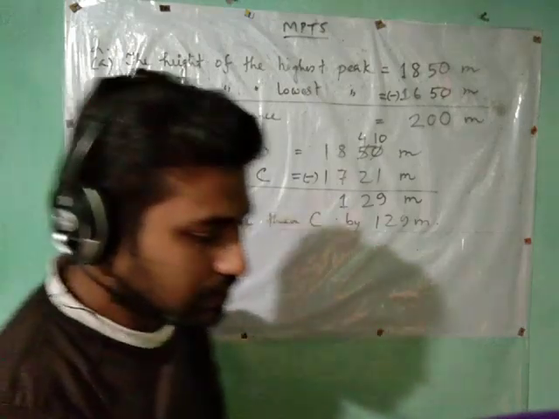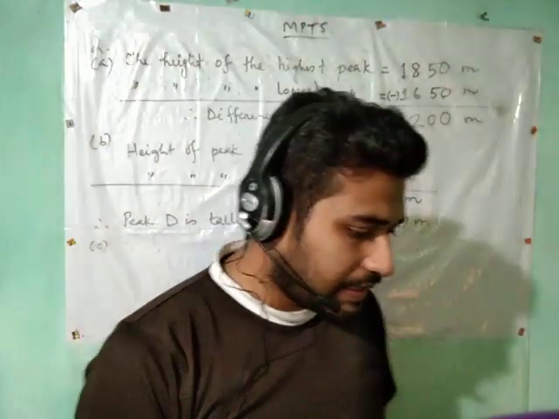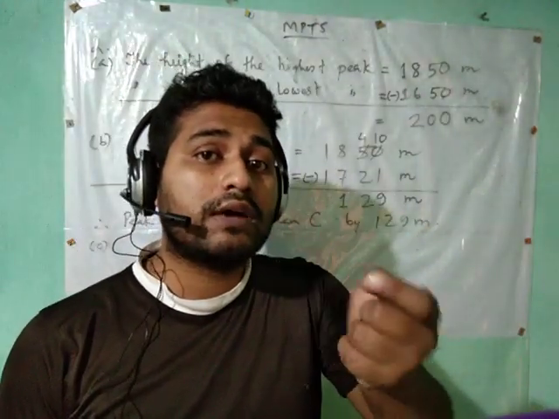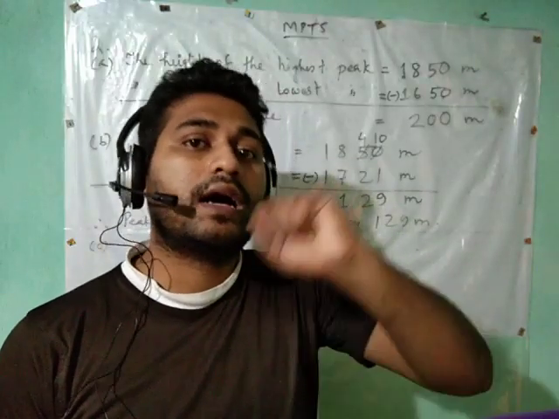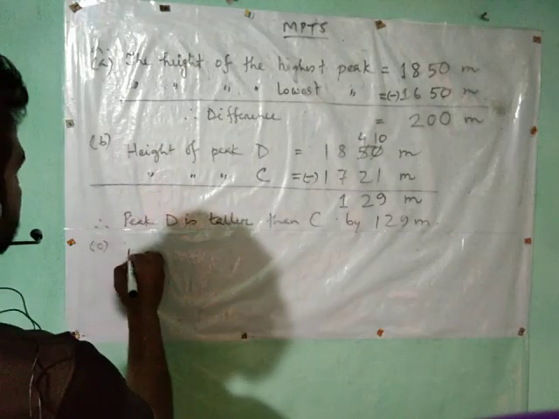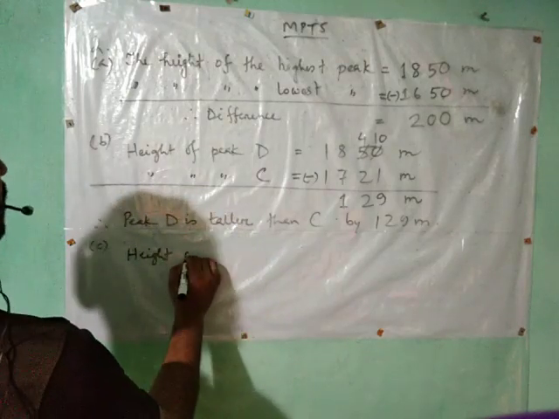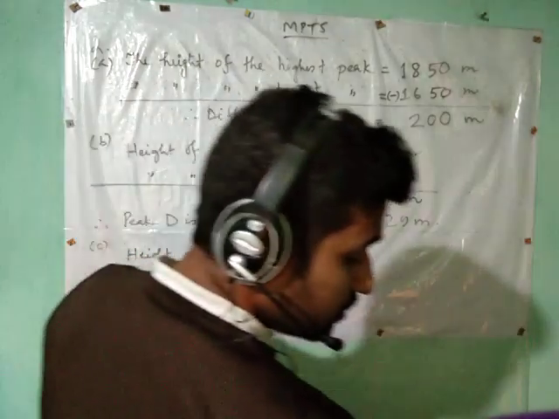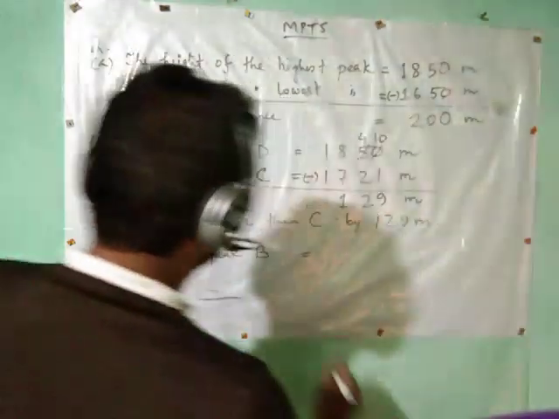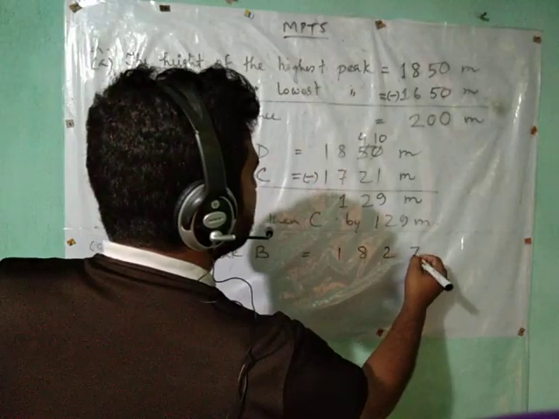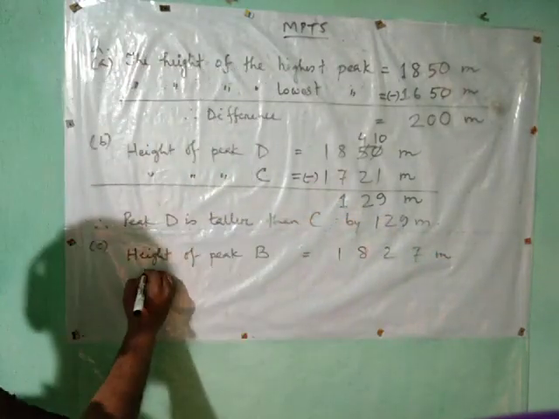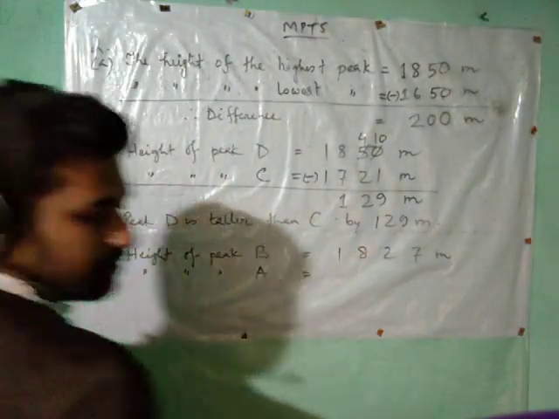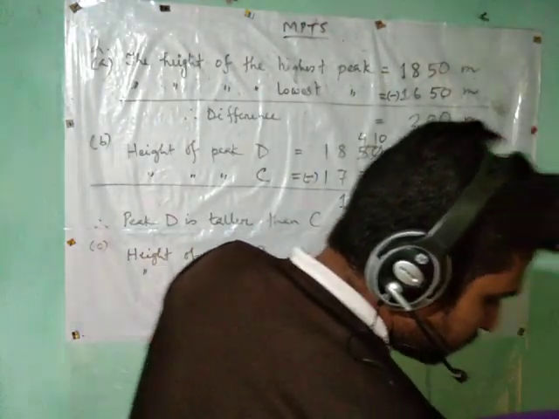Now question number C. What is there? By how much is peak A shorter than peak B? Which is shorter? Peak A is shorter, so I will write the smaller value later. I will write the larger value first. Write down height of peak B first. Look at the question. Peak B 1827 meter. And what is the height of peak A? 1650.